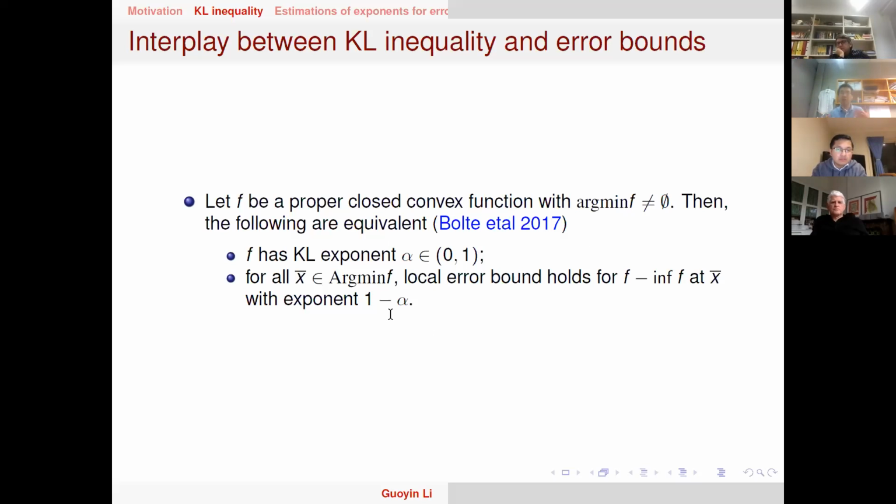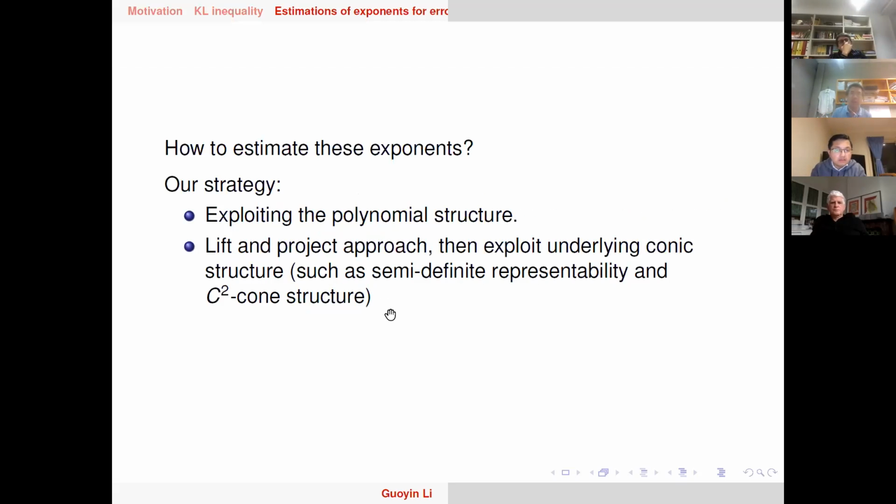Which means that if you can work out the local error bound exponent, you can also work out the KL exponent alpha, at least in the convex case. Which is very good. And then the question really for us is how to exploit or estimate this exponent, because if you don't know the exponent, then that's not very informative. Then you don't know exactly what your convergence rate is and so on.